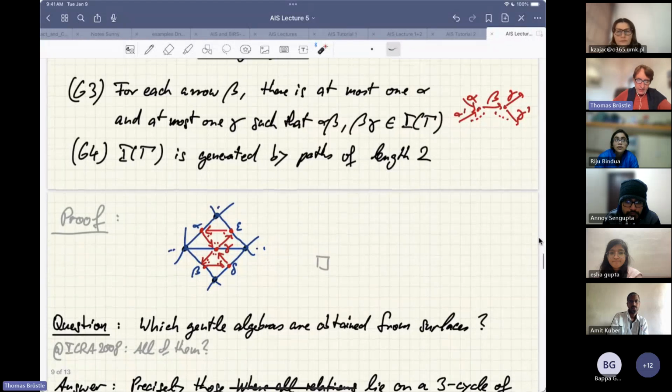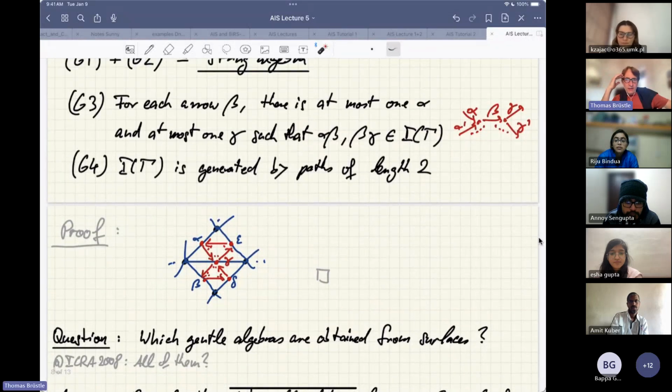So this was in 2008. And I presented this construction at the ICRA conference, which was in Torun in 2008, a nice city I would recommend to visit. I gave my presentation, and then I got the question, do we get all gentle algebras in this way? I mean, what we prove is we do get some gentle algebras. The question came from the audience, do we get every gentle algebra in this way?